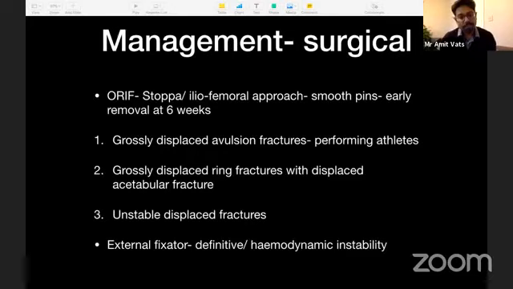Grossly displaced ring fractures with displaced acetabular fractures are an indication for surgery. For unstable displaced fractures, an external fixator can be used as a damage control procedure to attain hemodynamic stability while a laparotomy is being performed or planned by the surgeons as a part of the initial trauma management. It may be considered as a definitive management as well, because healing is much quicker in children, and in 4 weeks' time these can be removed.